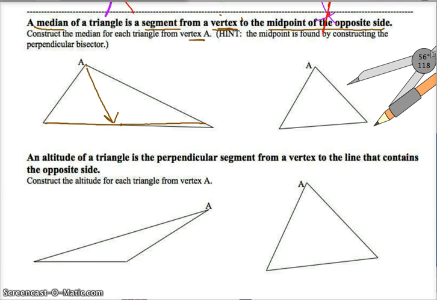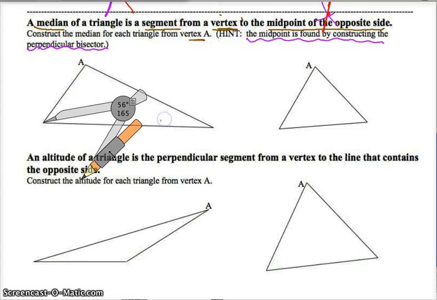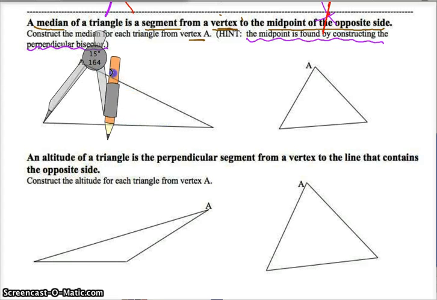So now I need to find the midpoint of that opposite side, but you're not allowed to use your ruler. You have to construct the midpoint. So recall what we just did. The midpoint is found by constructing the perpendicular bisector. So I'm going to go over here. I'm going to put my compass tip on the end of this segment, right?